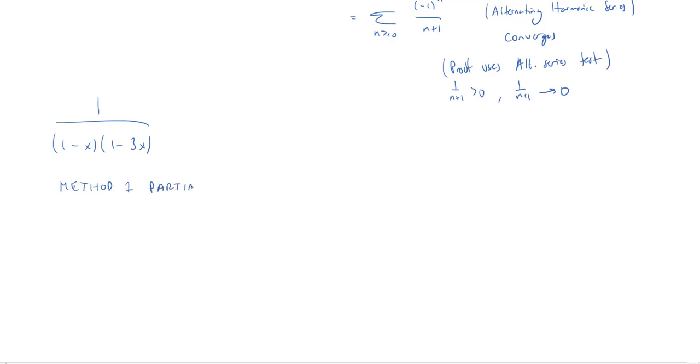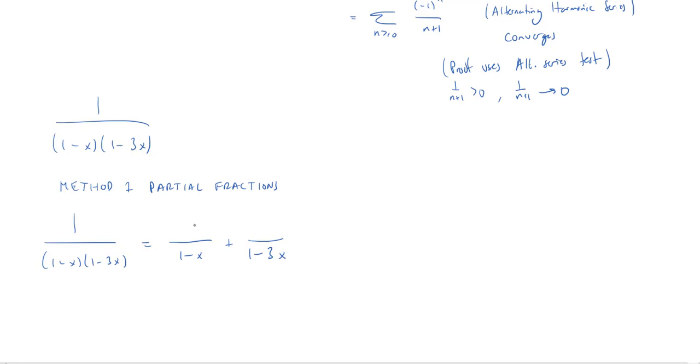I'm going to break this rational function up into two rational functions, each of which is essentially going to look like our original geometric series, maybe with a slight twist with a three or something. So 1 over 1 minus x times 1 minus 3x, I can write this as something over 1 minus x plus something over 1 minus 3x.